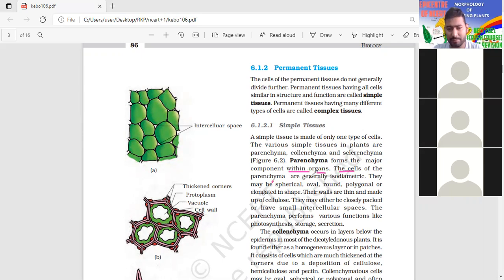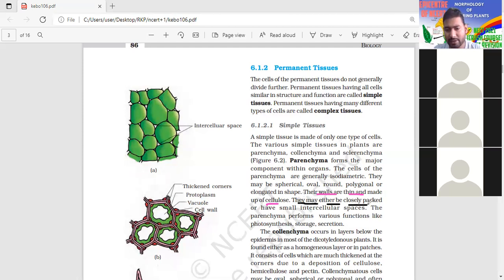The cells of the parenchyma are generally isodiametric. They may be spherical, oval, round, polygonal, or elongated in shape. The shape may vary, but they are isodiametric. You have to learn this. Their walls are thin and made up of cellulose. They have only a primary cell wall made of cellulose, with no deposition of pectin, lignin or anything else.